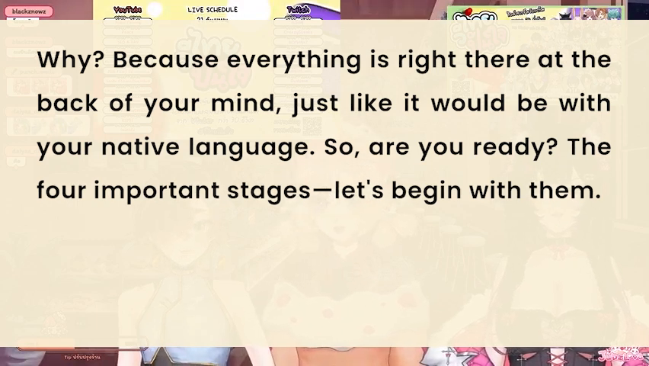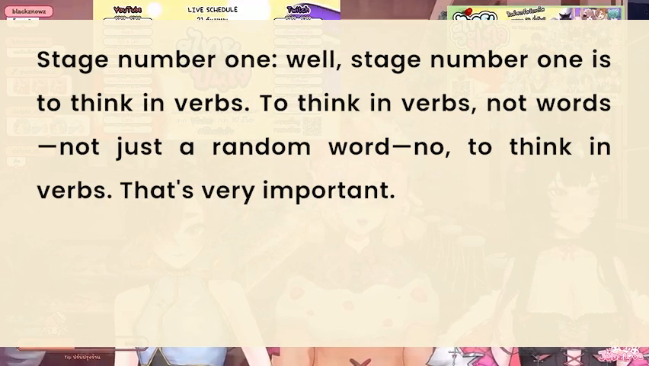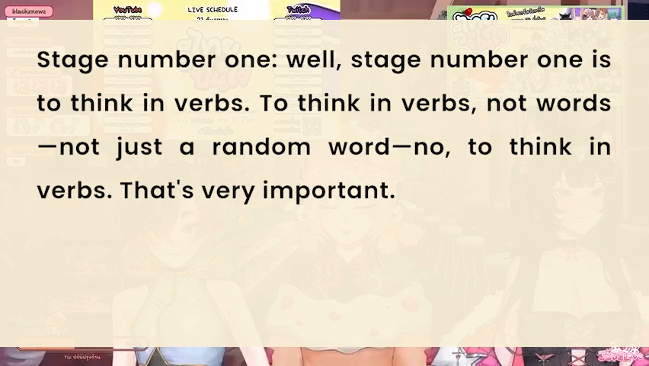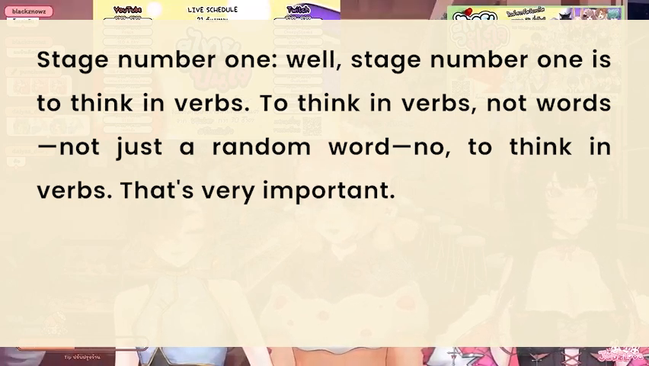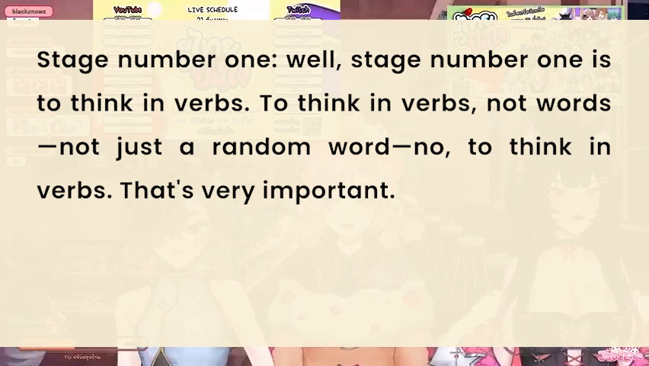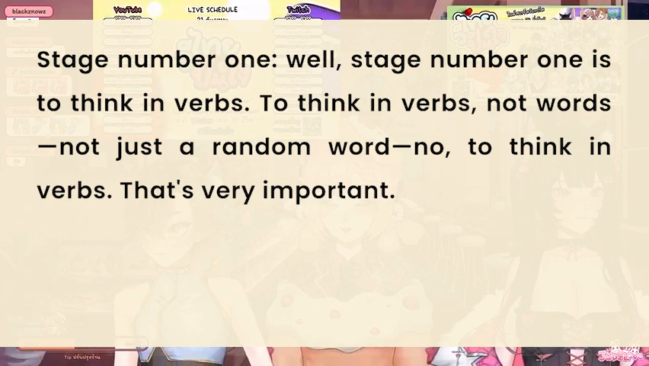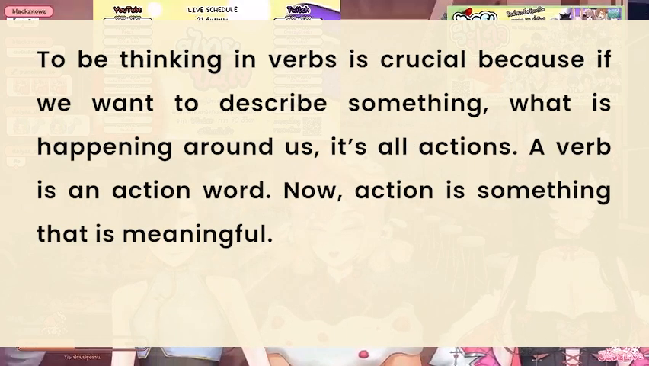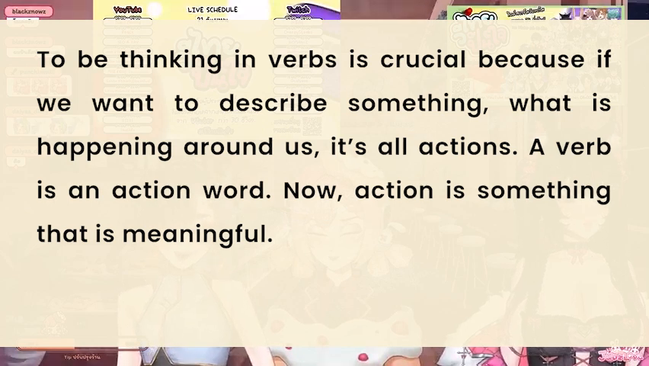The 4 important stages. Let's begin with them. Stage number 1. Well, stage number 1 is to think in verbs. To think in verbs, not words. Not just a random word. No, to think in verbs. That's very important. To be thinking in verbs is crucial because if we want to describe something, what is happening around us, it's all actions. A verb is an action word.